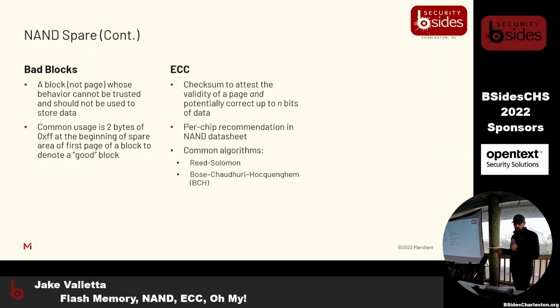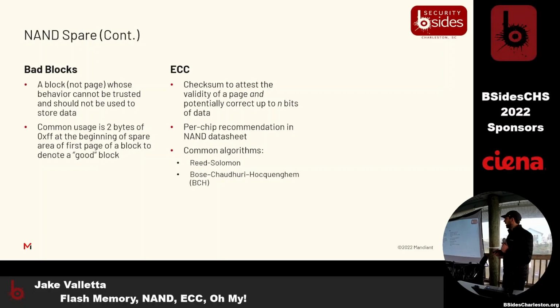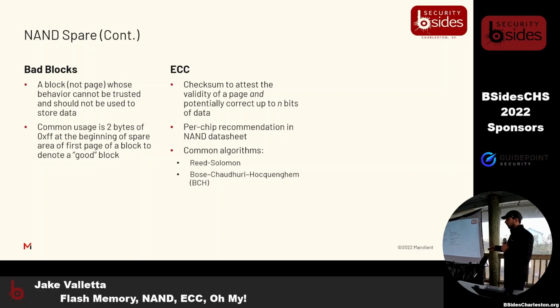ECC is a checksum that's pretty cool, because not only does it tell you if something's wrong, but it has data within itself to self-correct things, which is pretty cool. So you'll be able to identify a problem and potentially correct up to n bits of data, which can help you if there was a read error. But this is going to be usually per page or per subpage, right? So this is going to be basically a checksum of all the page data, right?